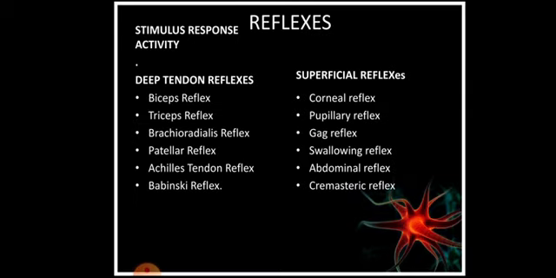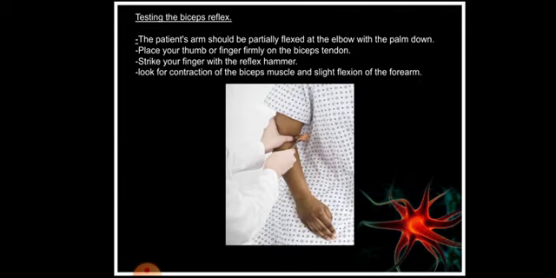Okay, next we can move on to the reflexes. Reflexes mean stimulus response activity, and there are deep tendon reflexes and superficial reflexes. So biceps reflex, triceps, brachioradialis, patellar reflex, Achilles tendon reflex, and Babinski reflex. Superficial reflexes include corneal reflex, pupillary reflex, gag reflex that is already checked, swallowing reflex, abdominal reflex, and cremasteric reflex.